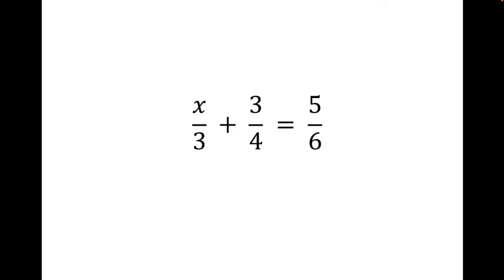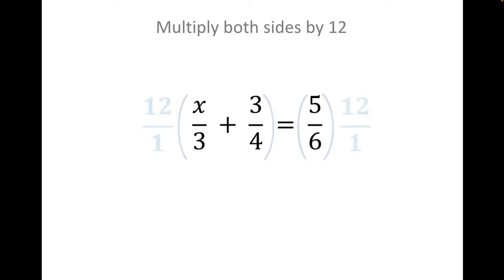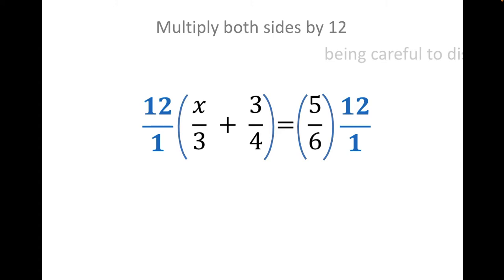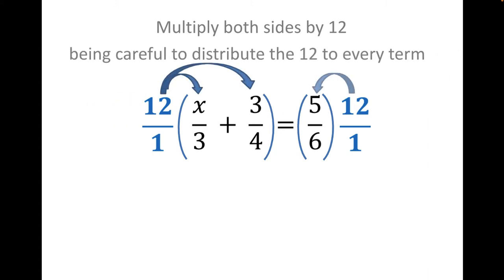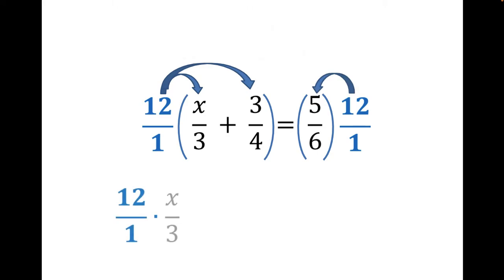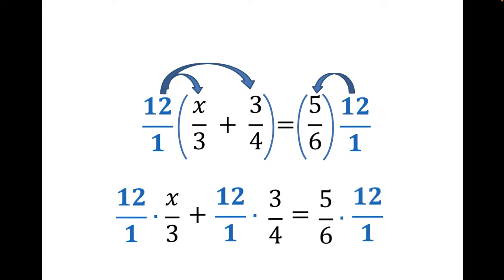Now think of what the least common multiple is for 3, 4, and 6. Another way to think of that is what would be the best common denominator, even though you're not going to use that as a common denominator. And so what you want to do is multiply both sides by 12. So what that'll look like initially is this. But then you want to be very careful to distribute the 12 to every term. And so it is helpful to write it out like this. Don't skip this step. This step is really valuable.